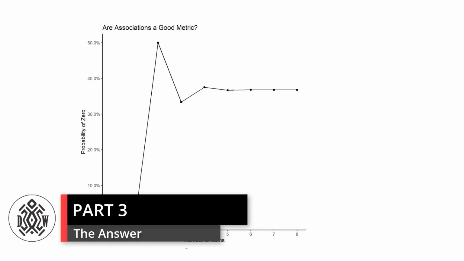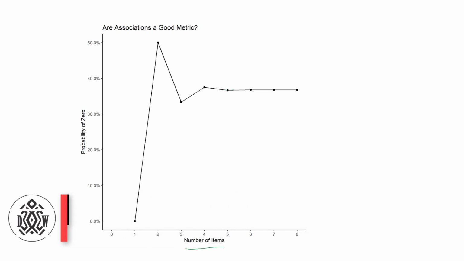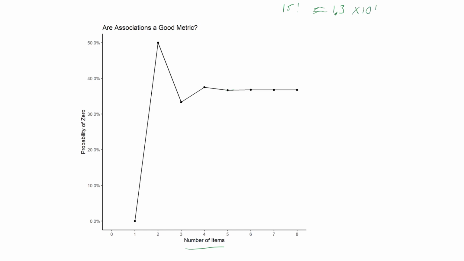So on the x-axis, you have the number of items in your question on your test. Here I only have 8 because if you recall, the initial question was with 15, right? But 15 factorial is roughly 1.3 trillion. I think that's 10 to the 12. So 1.3 trillion, and my computer was going to blow up. So I decided to stop the simulation at 8.